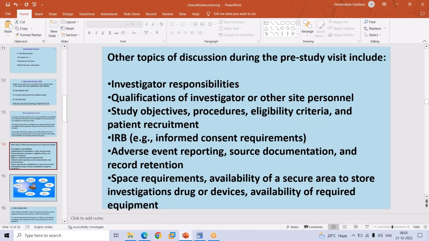Institutional Review Board, also called Independent Ethics Committees. Okay. So they will discuss the IRB, like what are all the consent requirements, protocol contents. Basically, clinical trial related documents will be reviewed and approved by the IRB. Okay. Adverse event reporting.